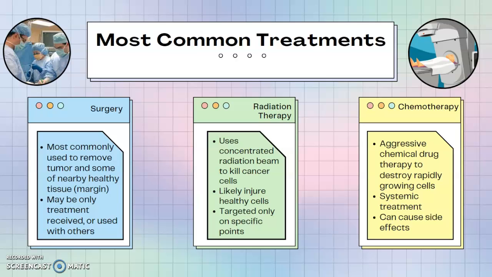Radiation therapy is another form of treatment that uses, you guessed it, radiation beams on specific points in the body to help kill cancer cells. While radiation is likely to injure healthy cells, the damage isn't permanent because these cells have the ability to recover from radiation. Next, we have chemotherapy, which is a systemic form of treatment, meaning that it affects the whole body. It's an aggressive form of chemical drug therapy that destroys quickly growing cancer cells. An important note to highlight here is that while it's shown to be effective in attacking cancer cells, it can also cause some serious side effects.